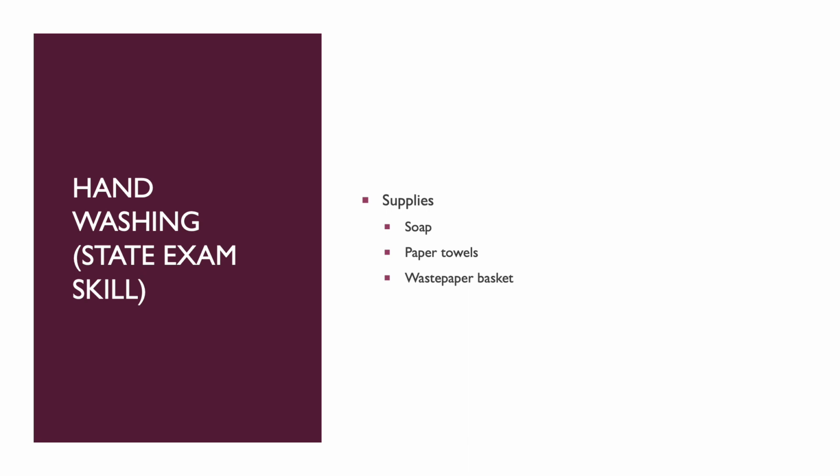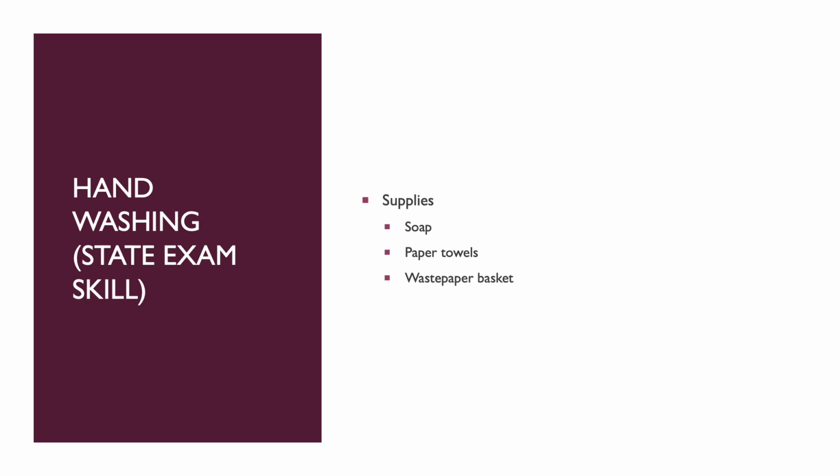Hand washing is a skill on the state exam along with indirect care. All right. So hand washing, as far as what this is going to look like, you're going to need a few supplies. Obviously, you're going to need a sink, then you're going to need soap, paper towels, and then a waste paper basket to throw them in.